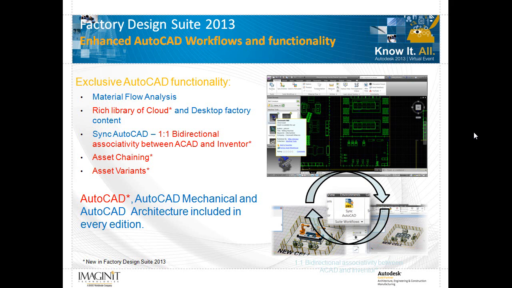One of the enhancements with AutoCAD is the asset library that's now available on the cloud. There's a great number of assets that have been added and are now available in the AutoCAD environment. AutoCAD now has a bidirectional associativity with Inventor, and that's one of the major enhancements for 2013. We also can do asset chaining now. I can create a line of conveyors by simply drawing a polyline inside of AutoCAD. We can also use asset variants inside of AutoCAD. So if an asset has multiple versions, we can drop the desired version into AutoCAD at any point in time.